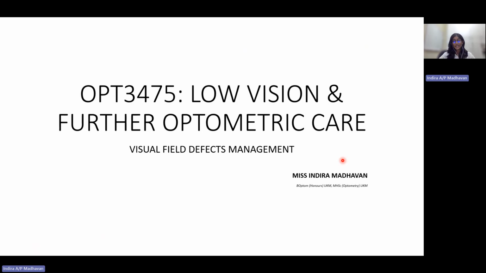Overall, all of these managements are very limited. It depends on the ocular condition the patient is having and how severely it has damaged part of the eye. That contributes to the success of the management that we provide to the patient. Now we are going to look at the next part of the management.